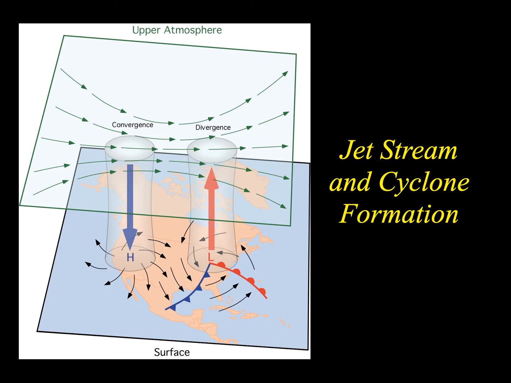Behind the mid-latitude cyclone is usually an area in the upper atmosphere of convergence. Convergence would squeeze the air and push it downward, producing a cold high-pressure system, and these cold high-pressure systems are always associated behind a mid-latitude cyclone.